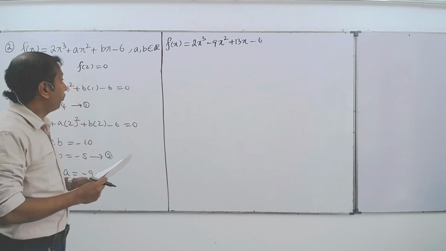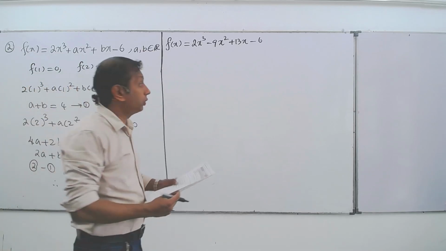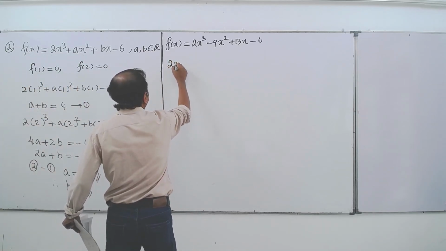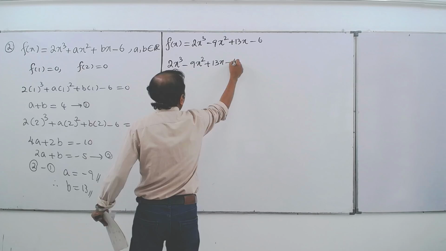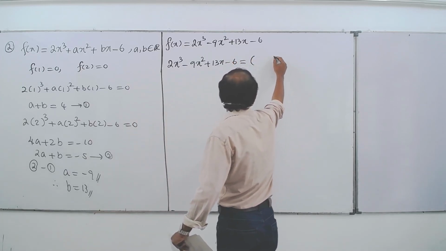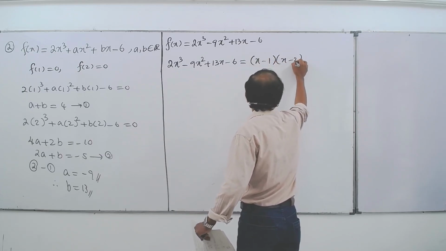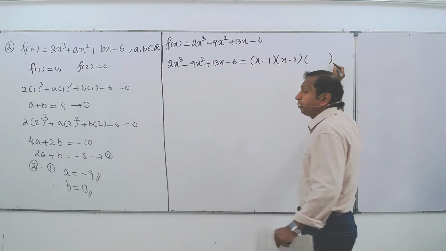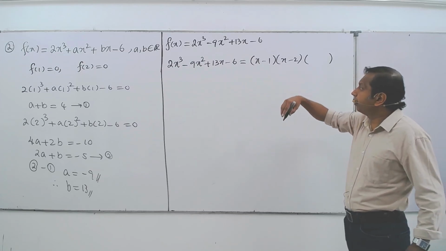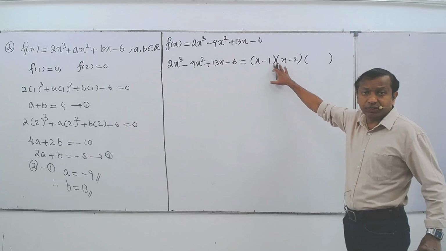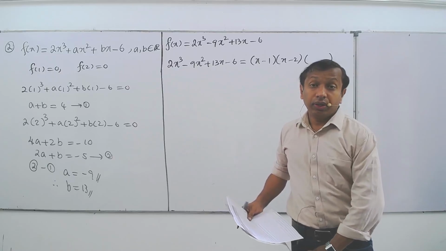Now already this f(x) has two factors given in the question, x minus 1 and x minus 2. So therefore, I can write 2x cubed minus 9x squared plus 13x minus 6, two factors already we know. We can write x minus 1 as the first factor, the other one is x minus 2. So the next factor should be a first degree factor, because the degree of f(x) is 3, and the first two factors each have degree 1. Then the third factor should be of degree 1.